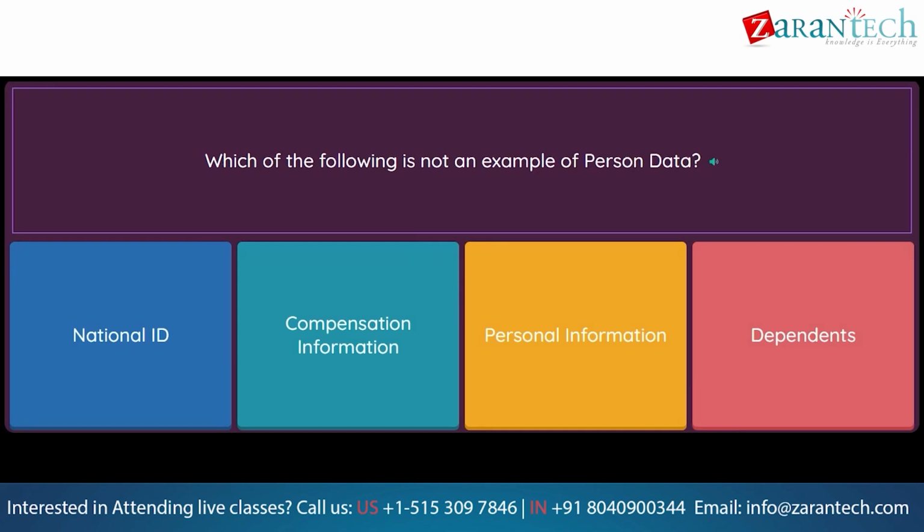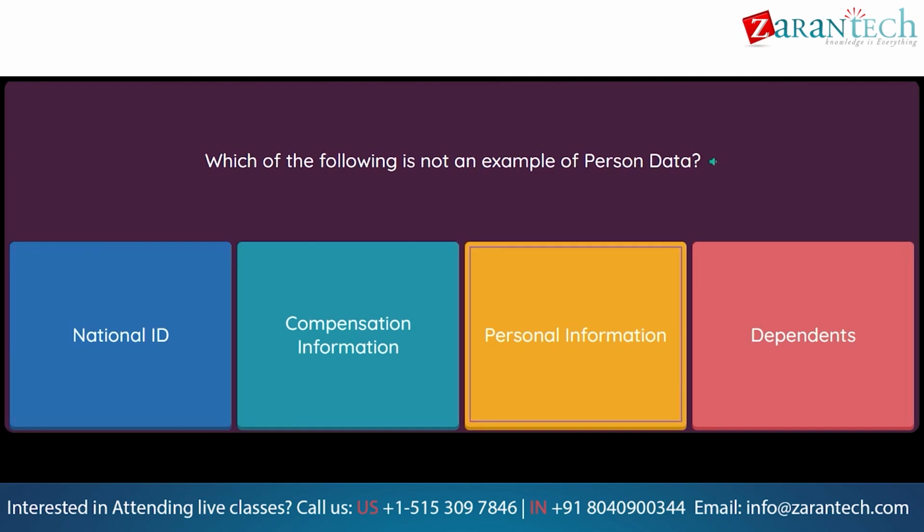Question: which of the following is not an example of person data? Option 1: national ID. Option 2: compensation information. Option 3: personal information. Option 4: dependents.